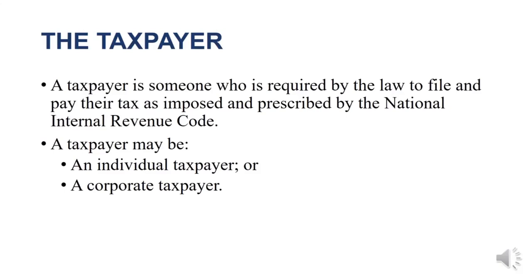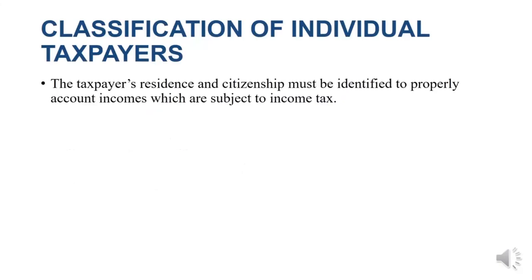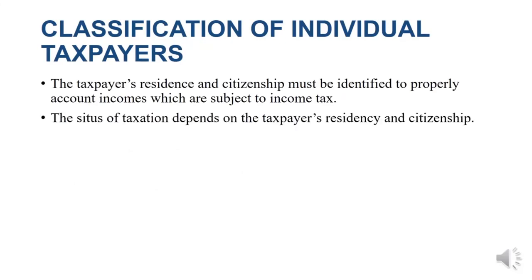Okay, so in this video, in this lesson, we will focus our discussion on the individual taxpayers because we'll have a separate discussion on corporate taxpayers, okay? So, the individual taxpayers may be classified depending on their citizenship and residence. Okay, so the taxpayers' residence and citizenship must be identified properly to account incomes which are subject to income tax. The situs or the location of taxation depends on the taxpayer's residency and citizenship.